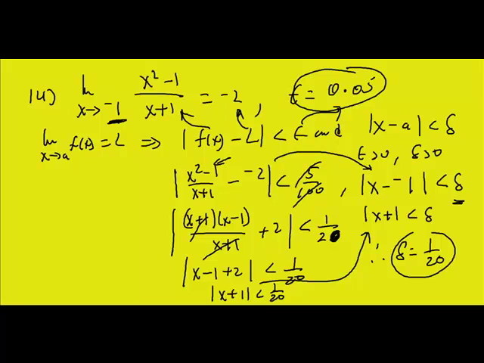So let's do one for a general case, where they don't give you a specific epsilon. Let's start with problem number 20. The limit as x goes to 3 of 4x minus 5 is equal to 7. We're going to prove using the limit definition that this is true. So here's my proof.